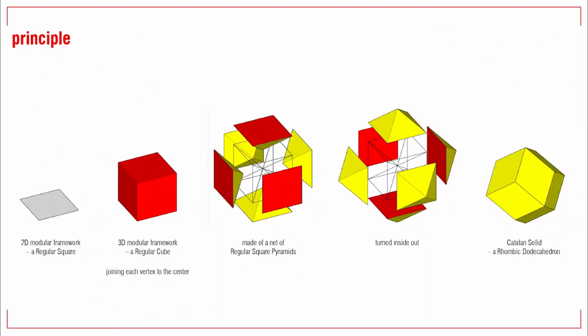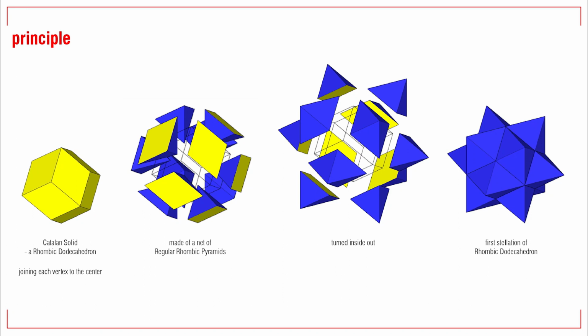So we can see here that the stellation principle has been applied from a cube to a rhombic dodecahedron, and from the rhombic dodecahedron turned into the first stellation of the rhombic dodecahedron.